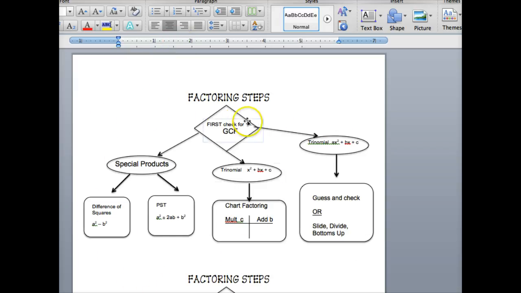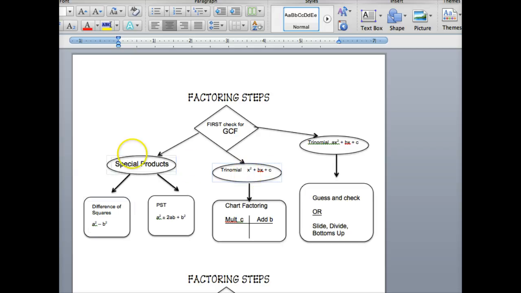So we always check for a GCF no matter what. Then after we check for GCF, we kind of have a split off depending on what type of polynomial we have. If it fits into the special product, so if it's a difference of squares or PST, we factor those using our formulas that we learned in, I think it was 26-2 maybe.